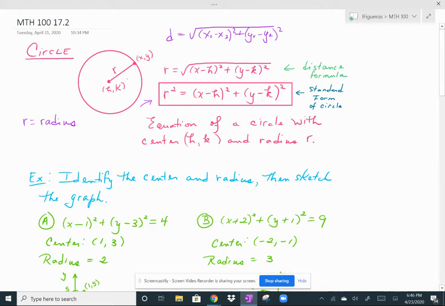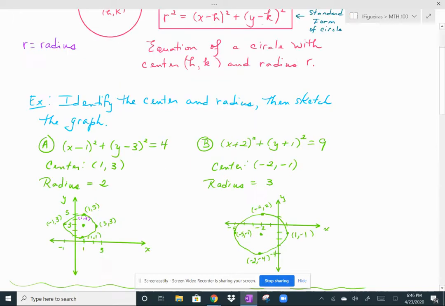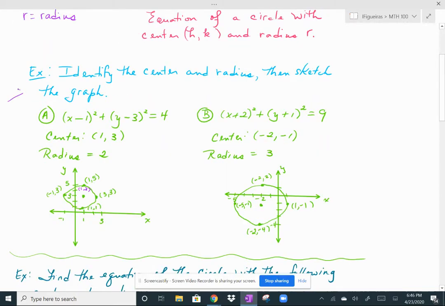So that's what we call the standard form of a circle. r squared equals (x minus h) squared plus (y minus k) squared. Okay, and that's the equation of the circle with a center at (h, k) and a radius of r. Okay, so let's use that information to identify center and radius and then sketch the graph. Okay, so here's our first example. We want to identify the center and the radius, then sketch the graph.